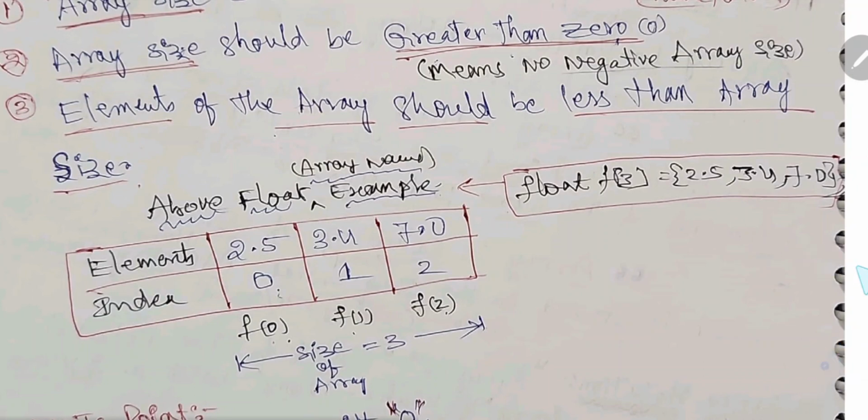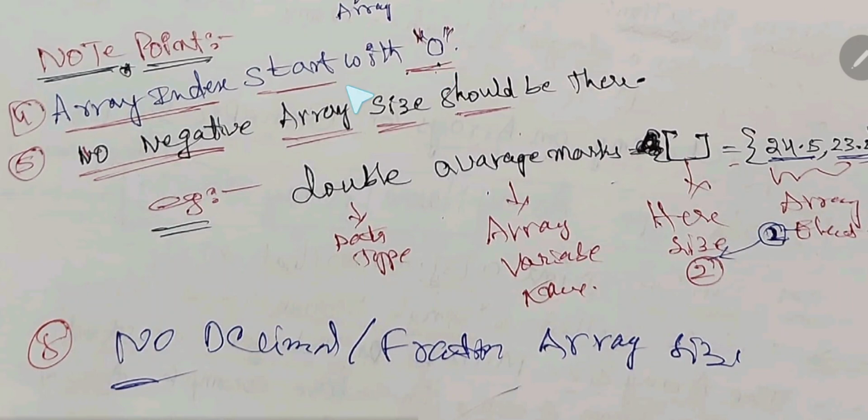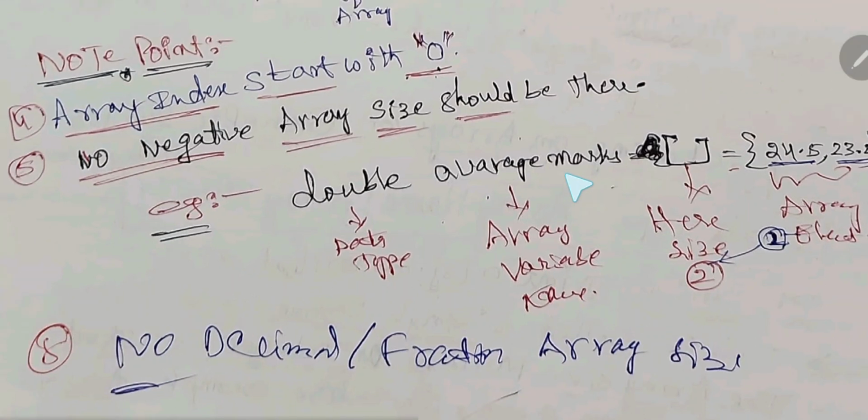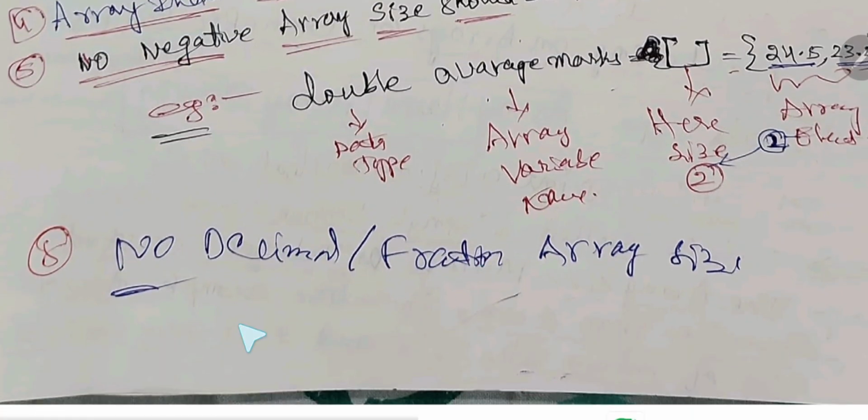Very simple, right? Then other note point, array index starts with 0. Negative array size should not be there. No negative. This is one more note point. Another example, double array marks. This also you can mention without size. After that, size will be decided. No decimal fraction array size will be there. So many note points. Note points are very, very important. 4, 5, 6. I will tell you one more time. No decimal fractional numbers, or you can rewind the video and pause it and see it. No decimal fraction array size should be there.